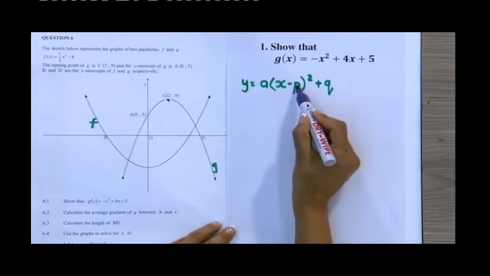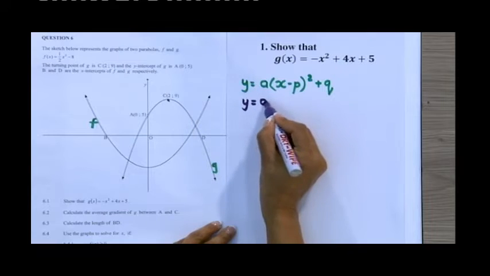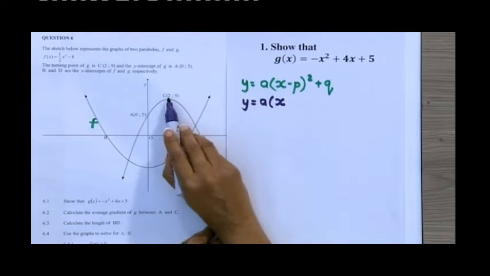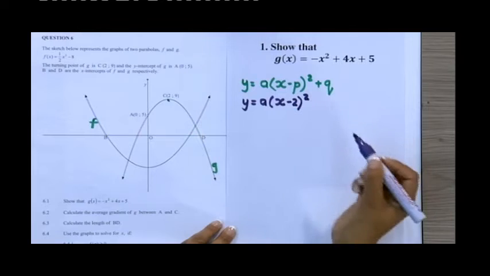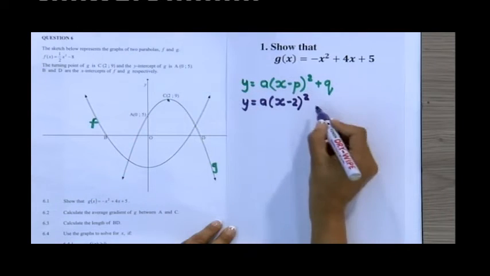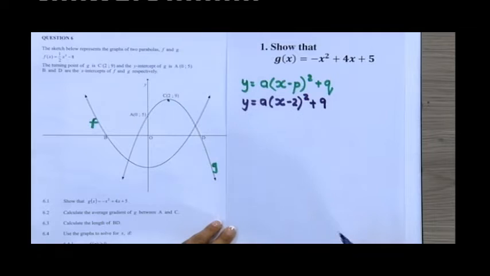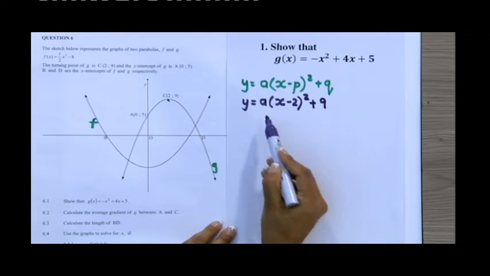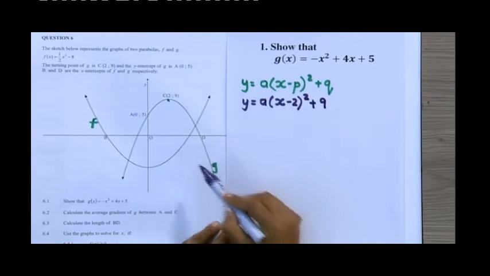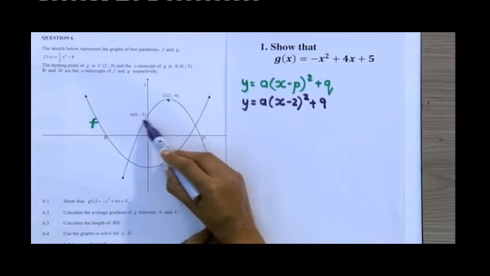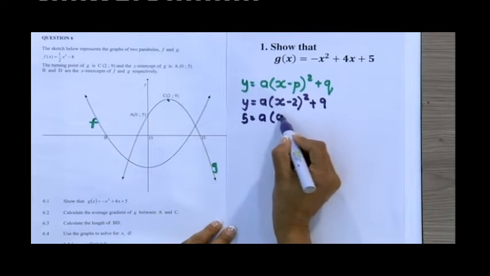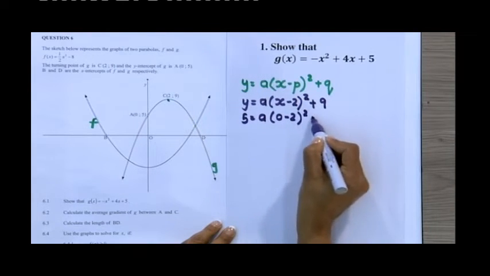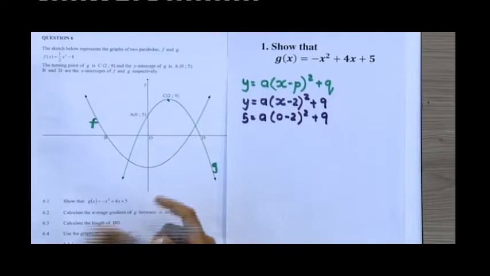The p is the x-coordinate of the turning point. The x-coordinate of my turning point is 2. I take it directly from my sketch and I just substitute it into my equation. And q is the y-coordinate of your turning point, and it is 9. Now you want to find the value of a, so you sub in another point on your graph, and the only other point that I see is 0 and 5. So y is 5 and x is 0, helping you to find a. Are you quite happy about that?